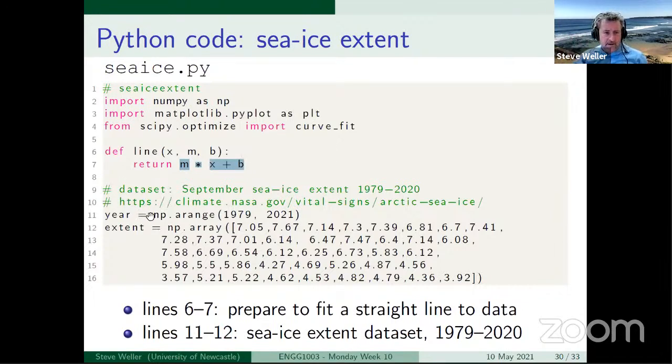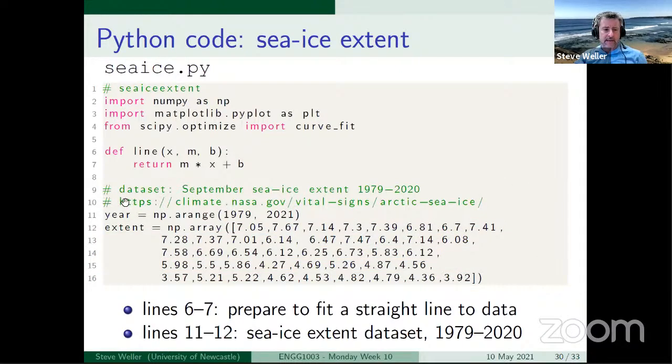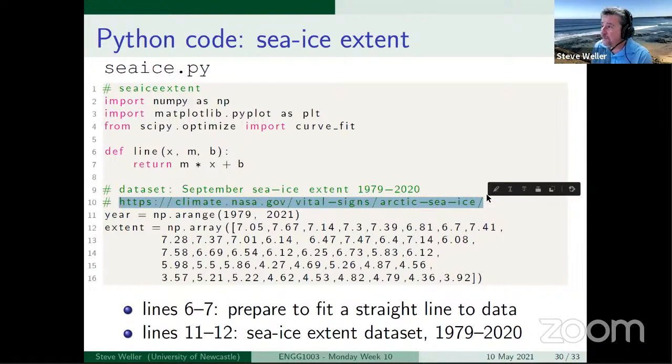Here's the data set. I've actually done a little bit of work and put it in the form of an array for you in lines 12 through to 16. But the actual data itself is freely available, and I've put the link in here in a comment. This is a practice I often follow when I'm writing my own code for research. For example, if I obtain a data set from somewhere, I put in a comment where I got the data from. Come back to it 6 months, 12 months, 5 years later, I know where I got the data from.